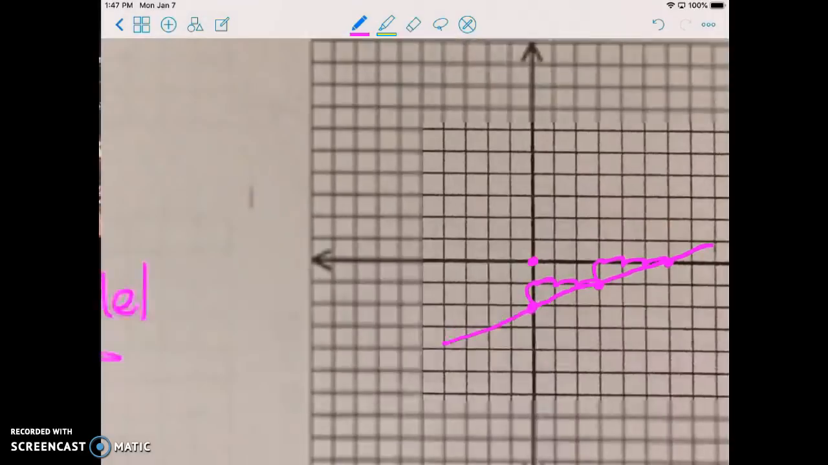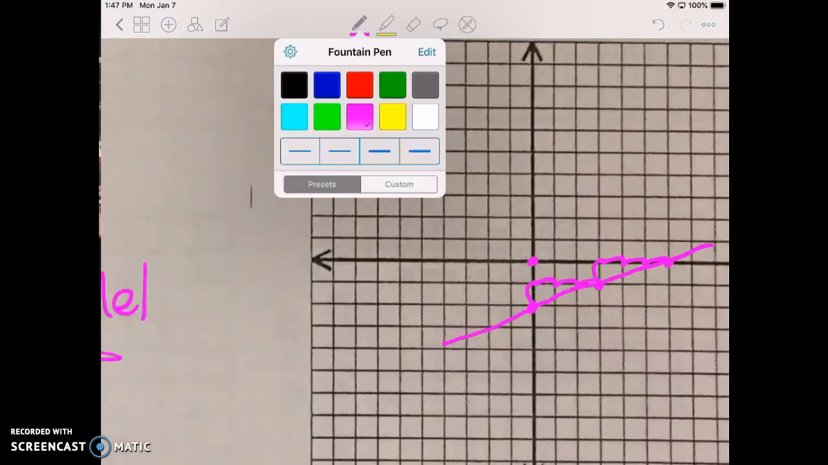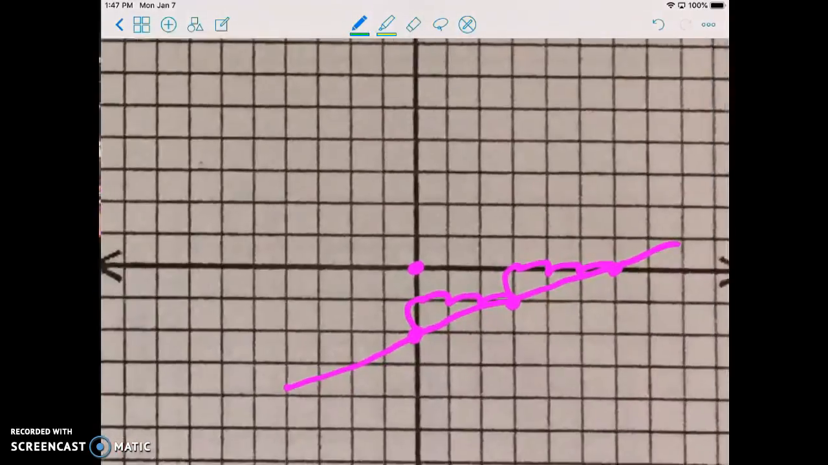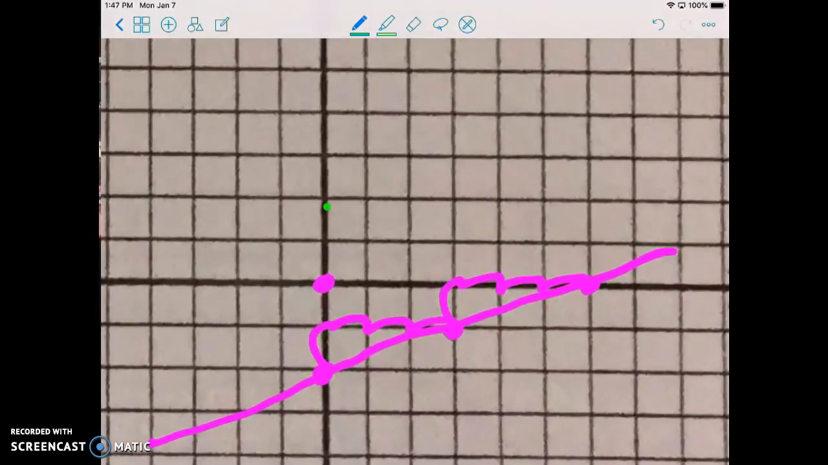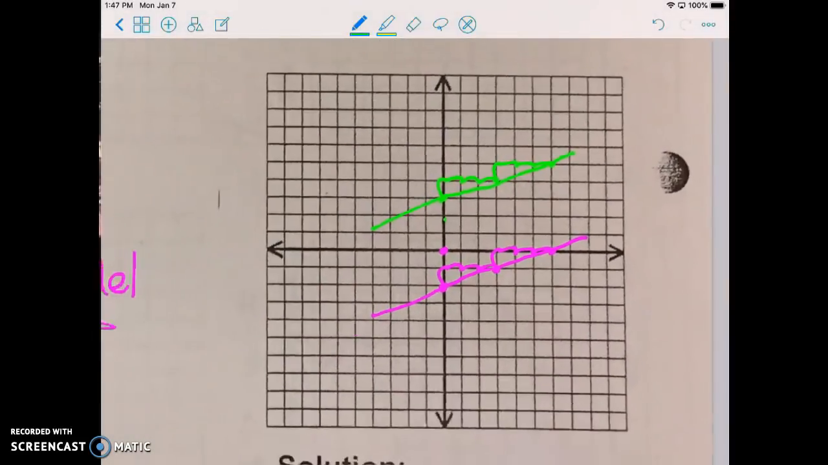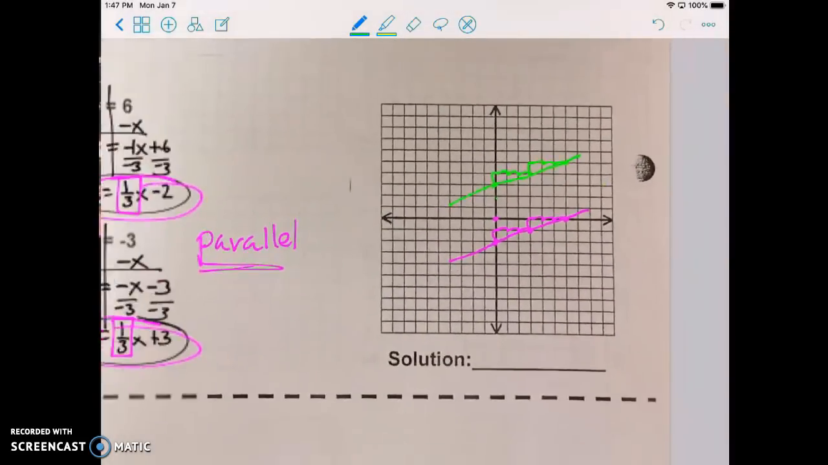We use a different color for the next one, and we'll see that it starts at positive 3. So even though it starts at a different spot, it goes up 1 and over 3. Up 1, 1, 2, 3. Up 1, 1, 2, 3. And they will never intersect. Now those are not straight lines, but they will never intersect because they are parallel.